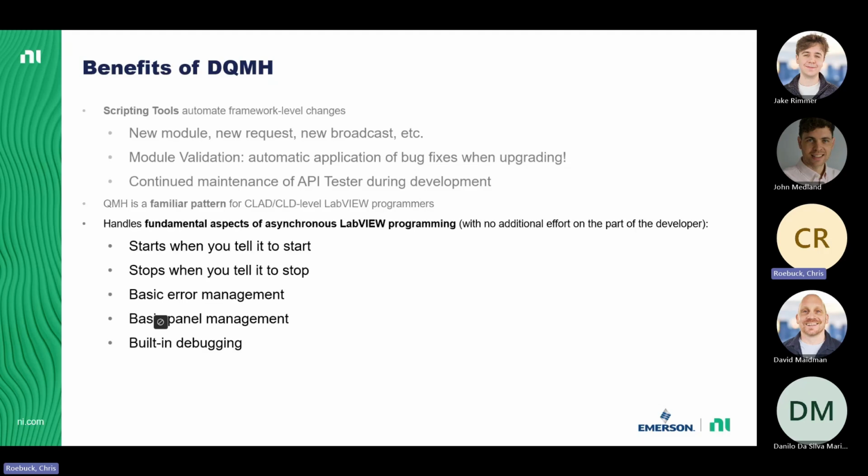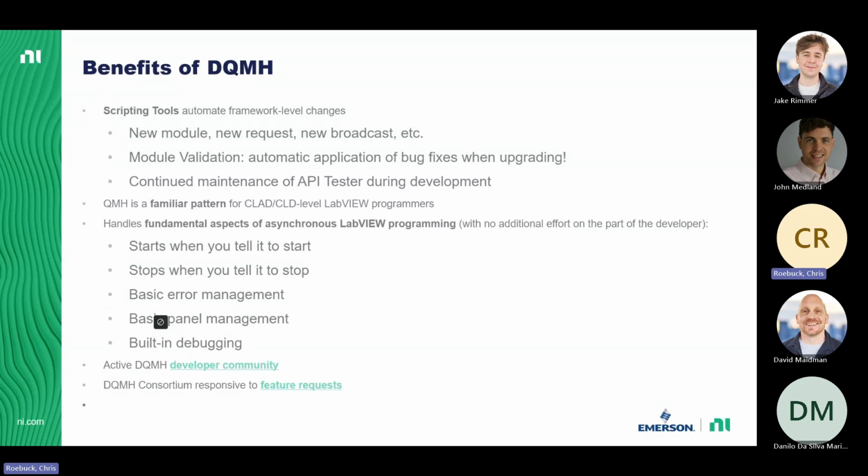The module starts when you ask it to start. It stops when you tell it to stop. There's some basic error management in there, although you can absolutely extend that and build your own error handling strategy. As you've seen, it can show the front panel and hide the front panel, so it's got some basic front panel management. There are tools for debugging, there's the API tester, there's the ability to show the block diagram. If you've got multiple reentrant DQMH modules, being able to show a specific block diagram is super useful when it comes to debugging. If you've ever debugged reentrant clones, you will know what I'm talking about there and appreciate it.